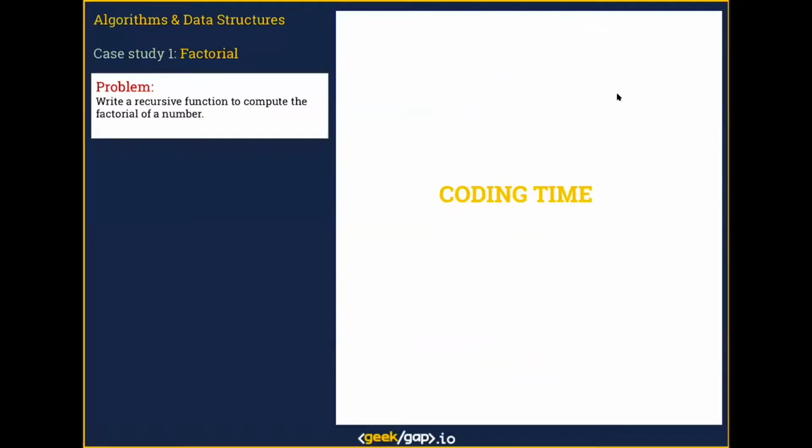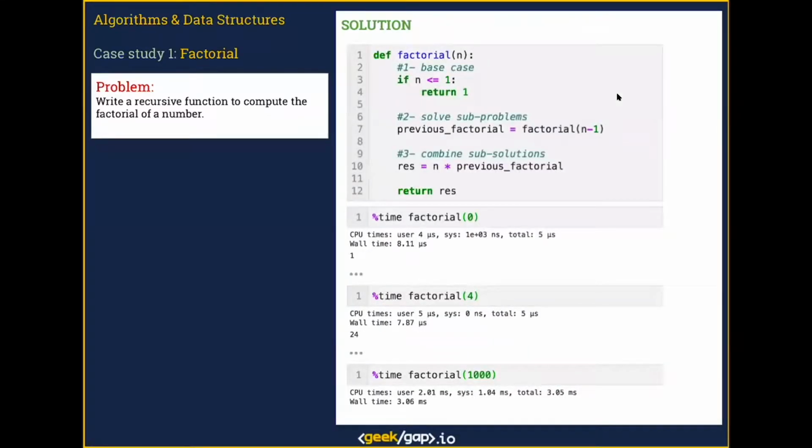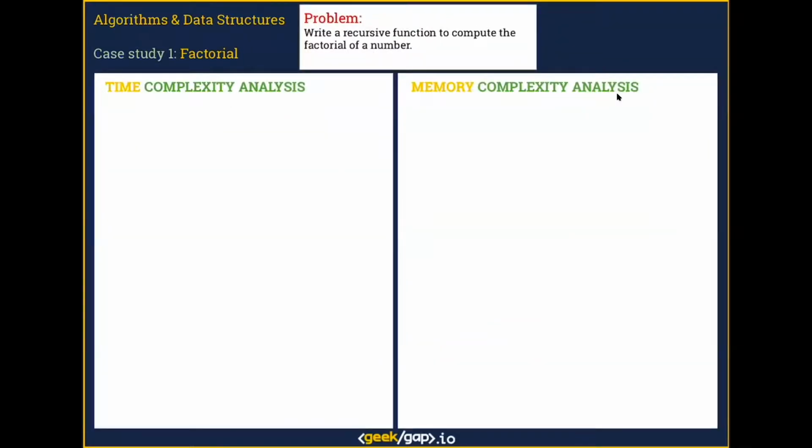Okay, we already did the coding time, and you can see here, this is the solution, and this is the timing that we have for this. And look at these numbers, especially in the next slides, the next case studies, because at some point we're going to compare bad and good implementations, and these numbers are going to help us. So let's try to find the time complexity of factorial.